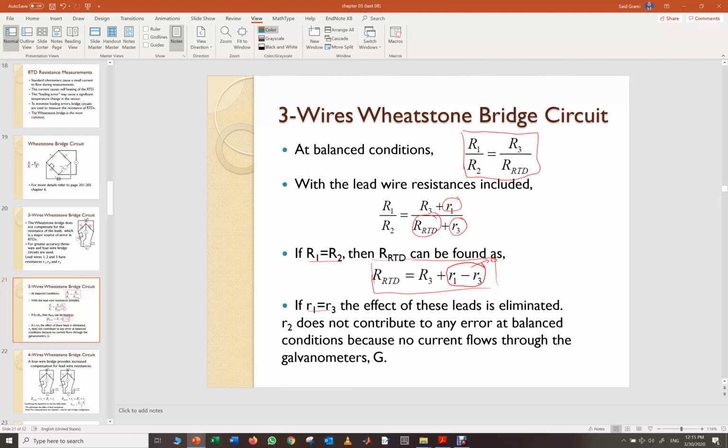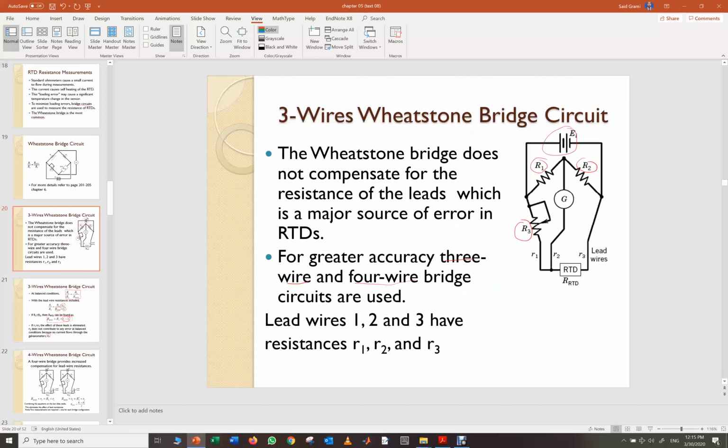So R2 does not contribute to any error at balanced condition, because no current flows through the galvanometer. Since no current is flowing in the galvanometer, there is no effect of the R2. If we come back to the circuit, the galvanometer is here, there is no current flowing in it, so R2 has no effect on the whole system.